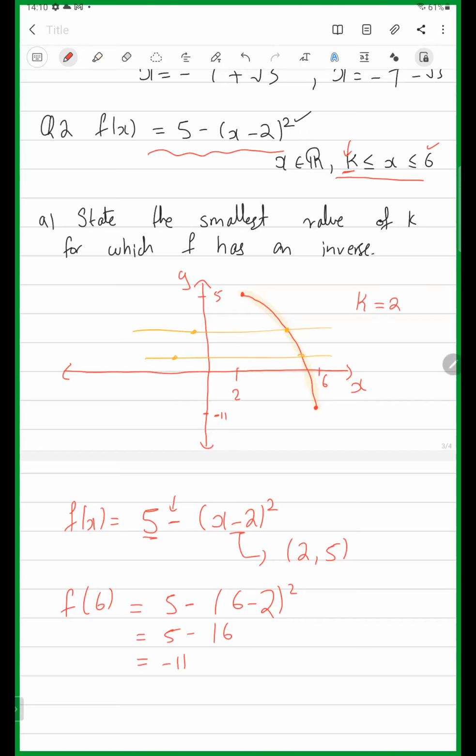Another thing is this. You can say that if k is 3, let's say, or if k is 4, even then the function would be one to one. So even then the inverse would exist, but the wording of the examiner was smallest value. So we need to look for the smallest value, and that is 2. If I talk about 1, it would be something of this type, and now if I make the line here, it's clearly cutting the graph at 2 points. So this would not work.